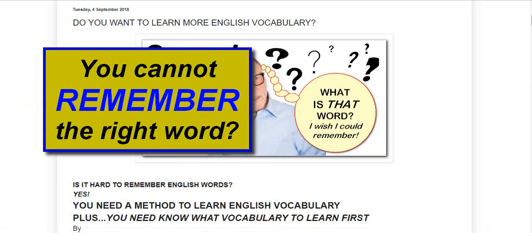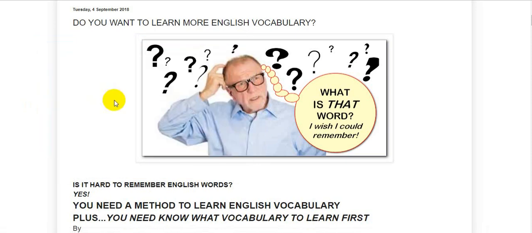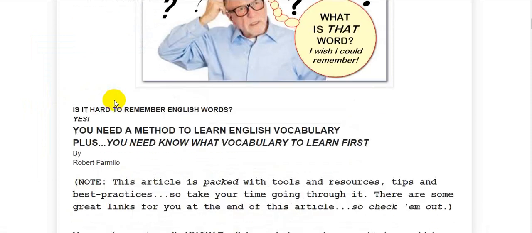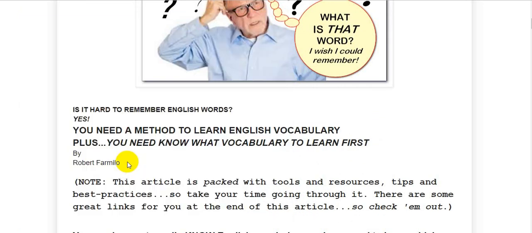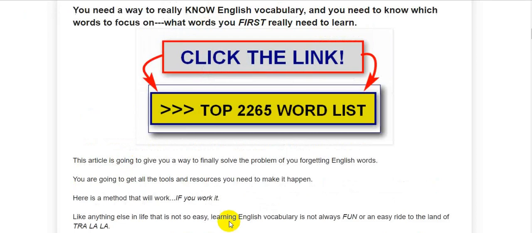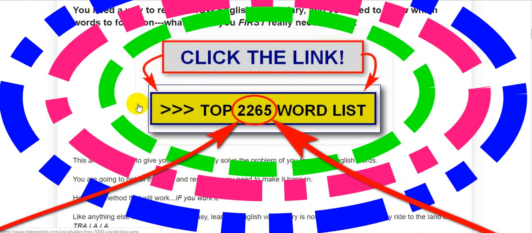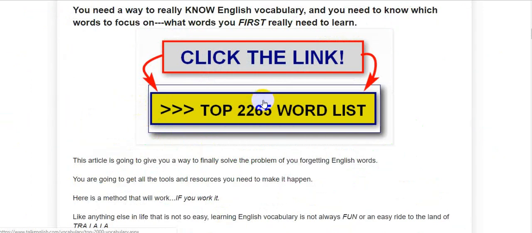This website lesson is going to show you how to learn more English vocabulary and how to remember words in English. The way we're going to do this is by using a top 2,265 word list. Let's click on this link.